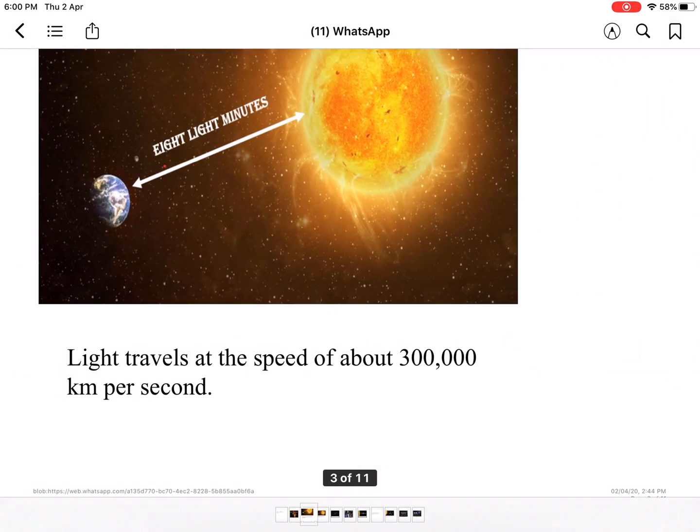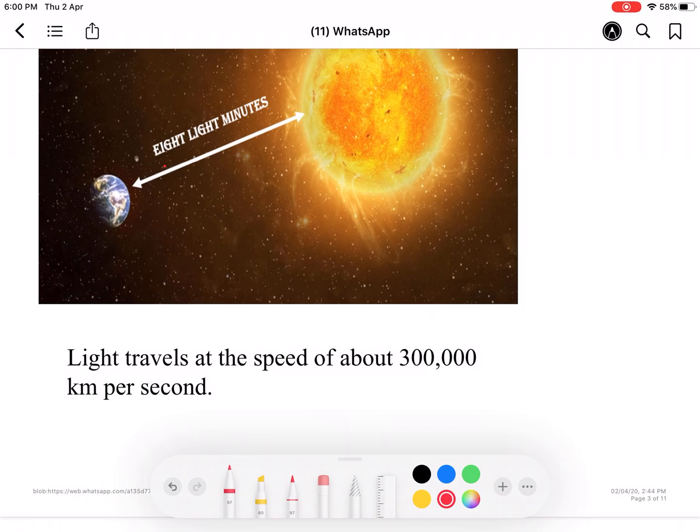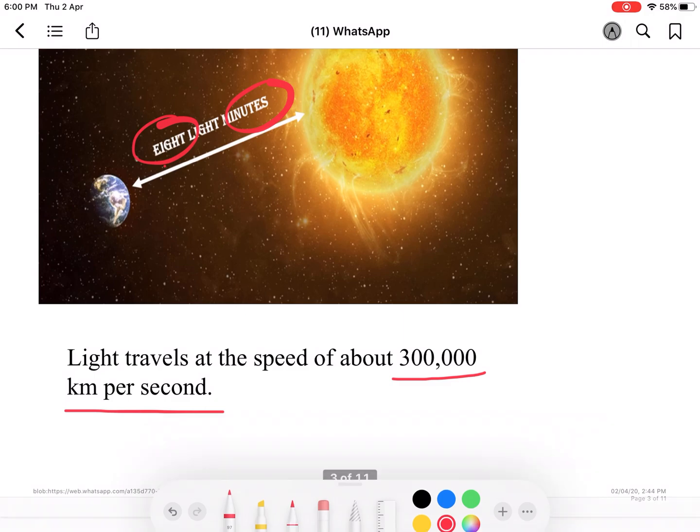And this is the second fact: we know that light travels at the speed of about 300,000 kilometers per second. So light travels at this speed. Even then the sun takes 8 minutes. The sun takes 8 minutes to reach the earth. It means when sun rays fall on the earth's surface, those sun rays take 8 minutes to reach the earth.